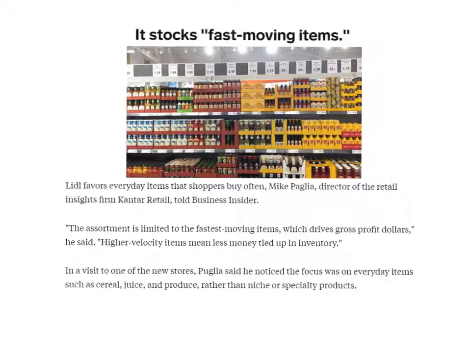So I've just found this article, and it says Lidl favours everyday items that shoppers buy often. So the assortment is limited to the fastest moving items, which drives gross profit dollars. So higher velocity items mean less money tied up in inventory. In a visit to one of the new stores, he said he noticed the focus was on everyday items such as cereal, juice and produce, rather than niche or specialty products. So the whole idea of Lidl's operations objectives is to find that stock which is expected to move at a much faster rate.